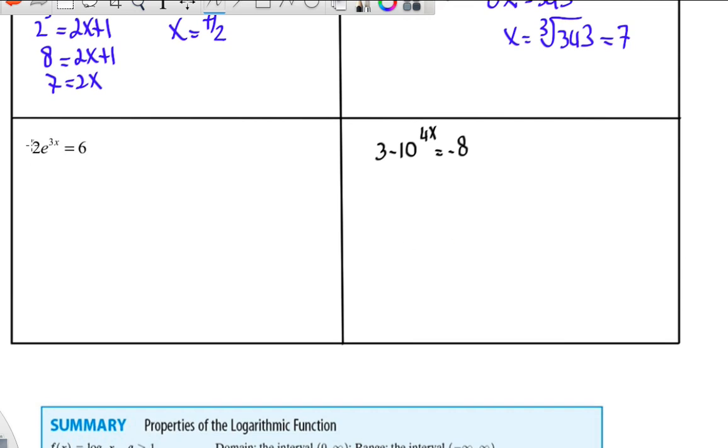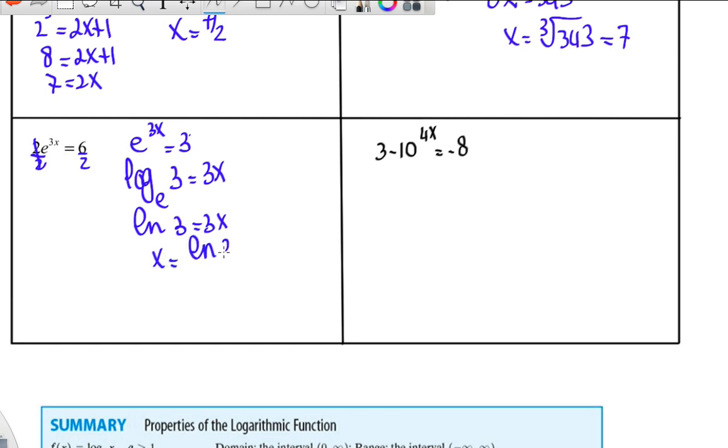Okay, how about here? Well, you've got to isolate first. So we do have to divide by 2 first, so that I get e to the power of 3x is equal to 3. And then here we can work this different ways. So if e to the power of 3x is 3, then the log base e of 3 is equal to 3x. And that's commonly written as ln 3 is equal to 3x. So just divide by 3 on both sides. That means x is ln 3 over 3.